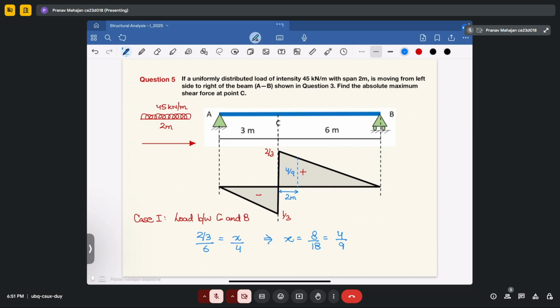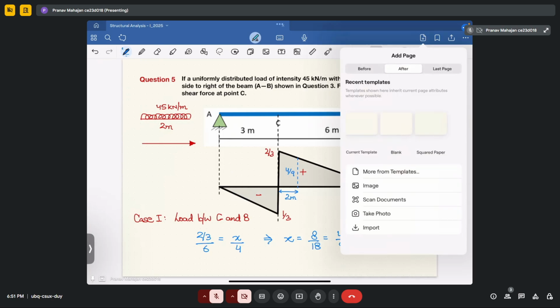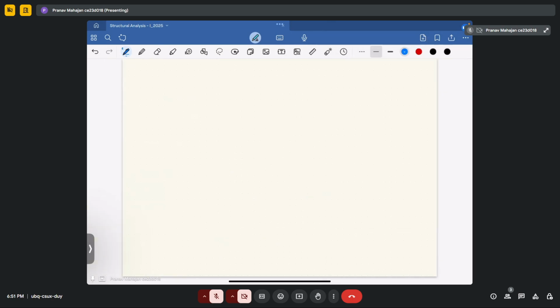So we will find the area that will be coming under this section. Your shear force will become equal to 1 by 2 into the sum of parallel sides, that is 2 by 3 plus 4 by 9, into 2, and the loading value is 45 kilonewton. So in this case, you will get the value to be 50 kilonewton.